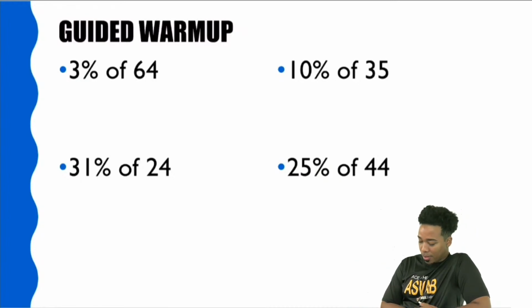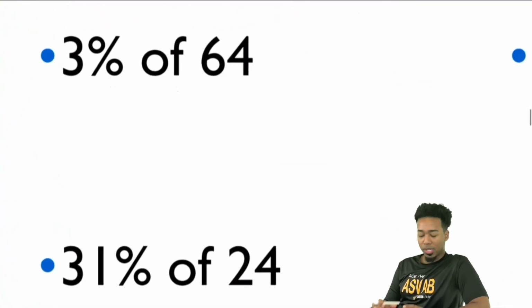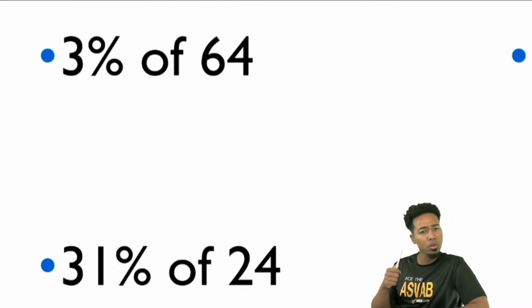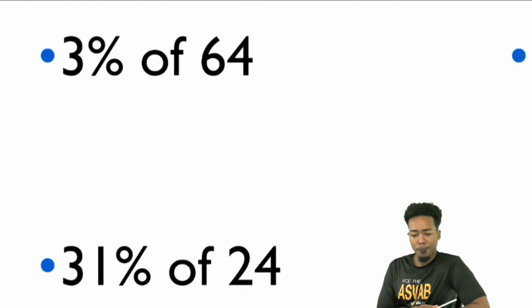Let's start off with this first one, the 3% of 64. So everybody, what did I always say? You're always taking the percent of which number, the original or the result? You're always taking the percent of the original. Right, exactly. You're always taking the percent of the original.